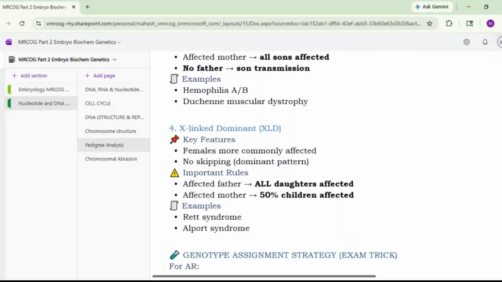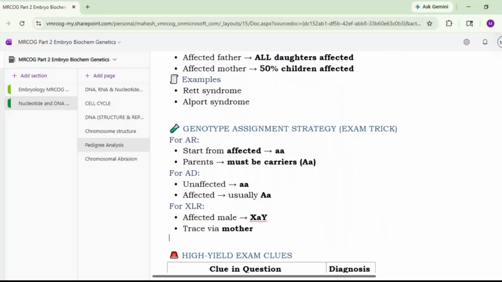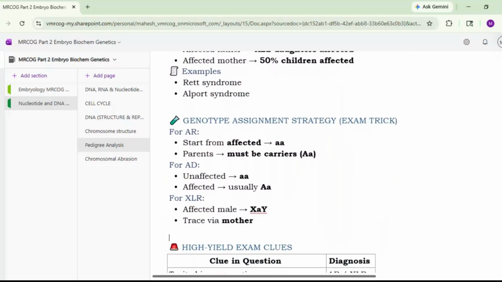Then X-linked dominant. Key features are that females are more commonly affected. There is no skipping of the generation. Important rule: an affected father will transmit to all daughters, who will be affected. With an affected mother, 50% of children will be affected. Okay. So Rett syndrome and Alport syndrome are the diseases which go by this transmission. So genotype assessment strategy. For autosomal recessive, in short form, affected is small a small a. Parents must be carriers, that is capital A small a. For autosomal dominant, unaffected is small a small a, while affected is usually capital A small a. For X-linked recessive, the affected male is X small a Y, and you trace via the mother.